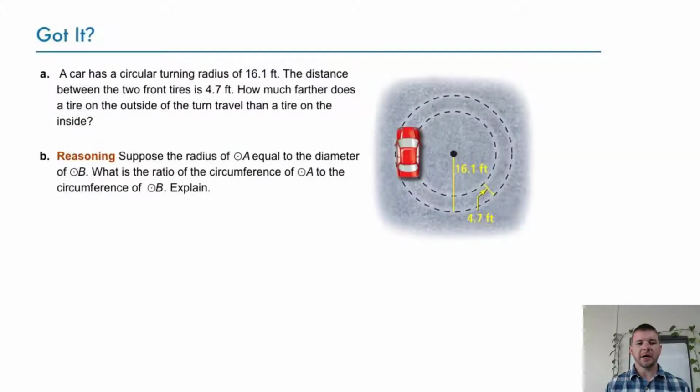Your turn. Part A. A car has a circular turning radius of 16.1 feet. The distance between the two front tires is 4.7 feet. How much farther does a tire on the outside of the turn travel than a tire on the inside? Part B, a reasoning item. Suppose the radius of circle A is equal to the diameter of circle B. What is the ratio of the circumference of circle A to the circumference of circle B? Explain.